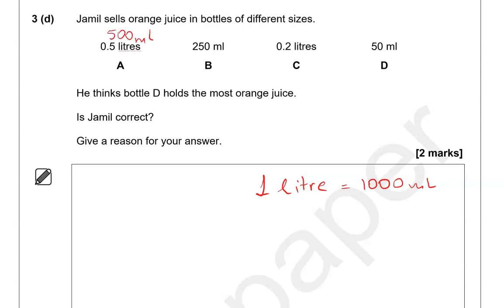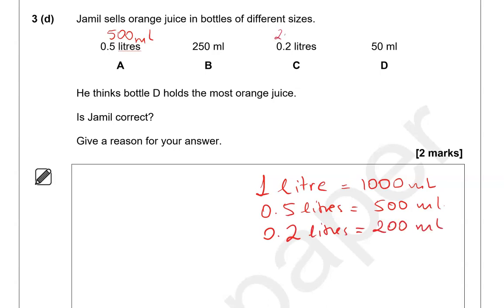We've got B with 250 millilitres. Then we've got C, 0.2 litres. So we said 0.5 litres was 500 millilitres, half of 1,000. 0.2 litres, as you can see, is going to be 200 millilitres. And then we have 50 millilitres.